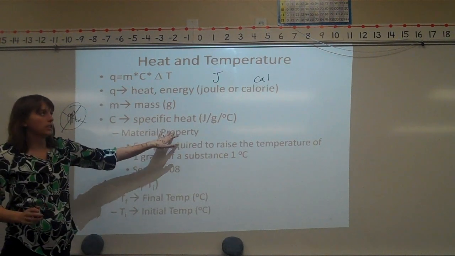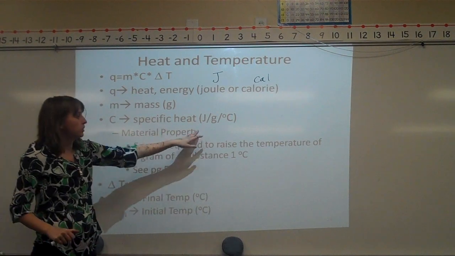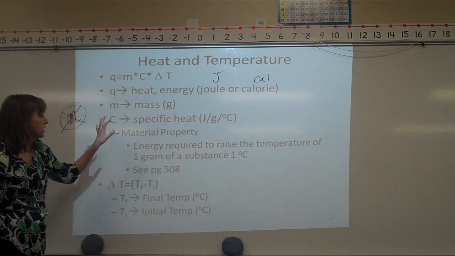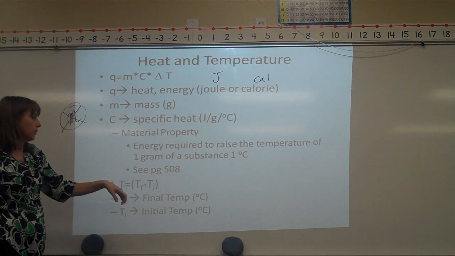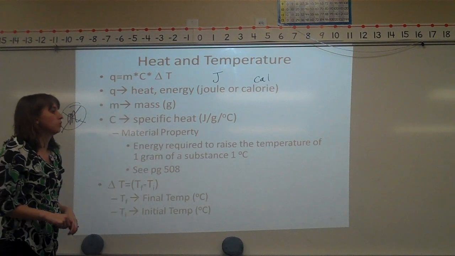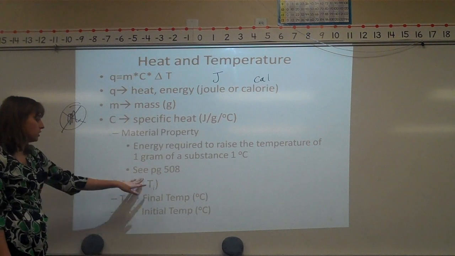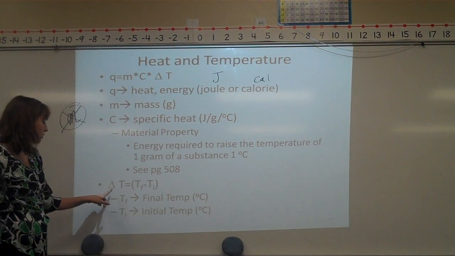C is called specific heat. Specific heat is going to be a constant that we're able to look up. This will be measured in joules per gram per Celsius, and it is a material property, so therefore it is specific for each material that we're talking about. So it's the energy required to raise the temperature of 1 gram of substance by 1 degree Celsius. There's a page in your book on page 508, but I've also scanned that into the next slide.